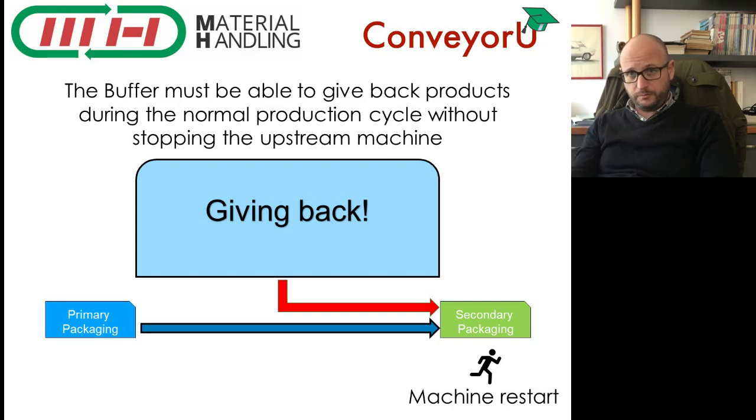And another thing to make a buffer worthwhile is that the buffer must be capable, when the downstream machine restarts, of giving back products together with the normal production flow in order to achieve 100% capacity, so as to recover the production that was lost during that micro stop. To do this, the downstream machine must be correctly sized, so the downstream machine must be capable of an overdrive speed. Typically this overdrive speed is about 20% of the normal production.